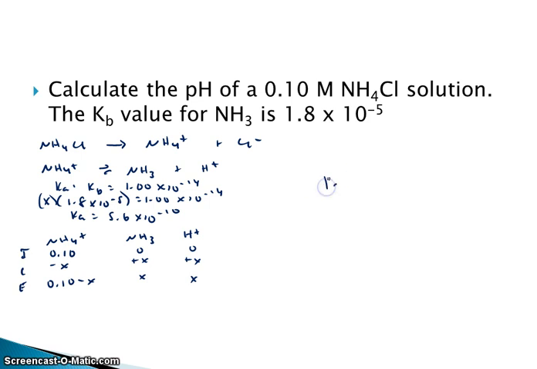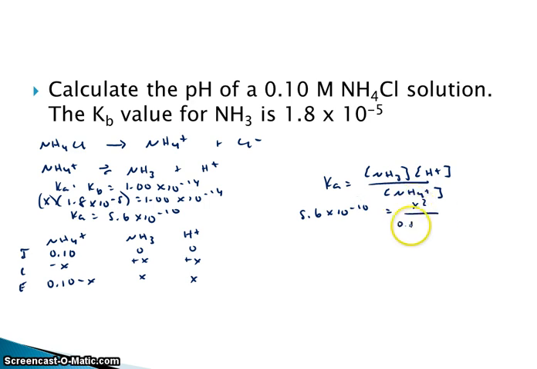We've got our Ka expression, which will be ammonia times hydrogen over ammonium. So we've got 5.6 times 10 to the minus 10 will equal X squared over 0.10 minus X. We'll assume X is insignificant, multiply both sides by 0.10 and take the square root. That'll give us X equals 7.5 times 10 to the minus 6, and that's our hydrogen ion concentration.